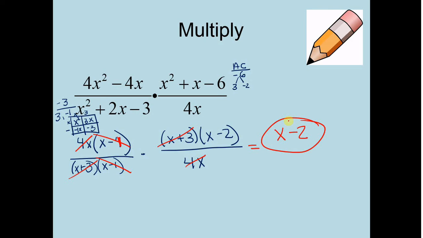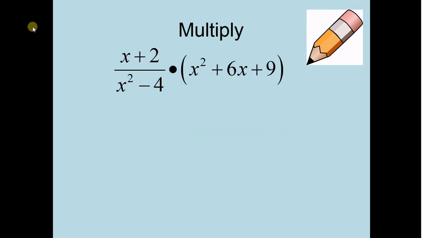Careful on your factoring. That's going to be the problem that's going to catch you the most, is your factoring problems. Alright, so let's take a look at this problem. So I have x plus 2 divided by x squared minus 4 times the quantity x squared plus 6x plus 9. Very first thing, let's factor. So I got x plus 2 on top. Can't factor him out.